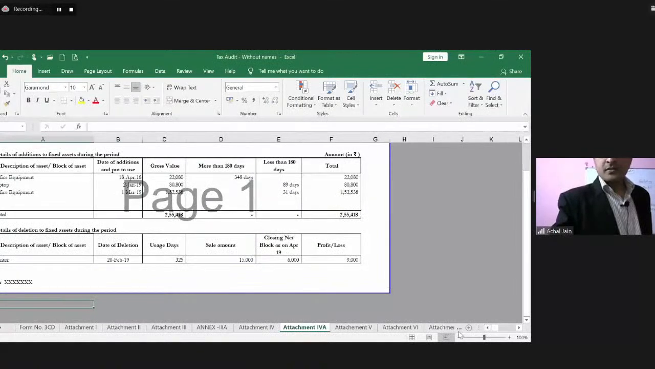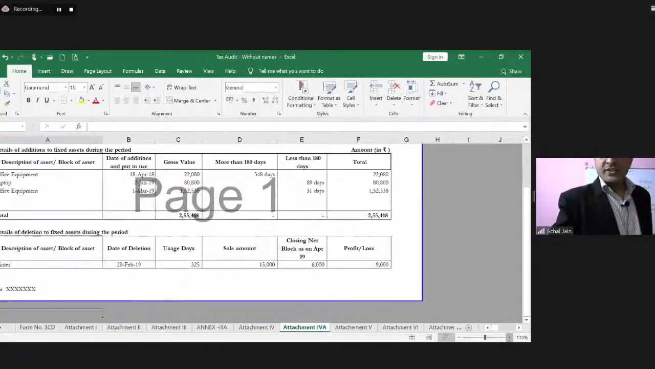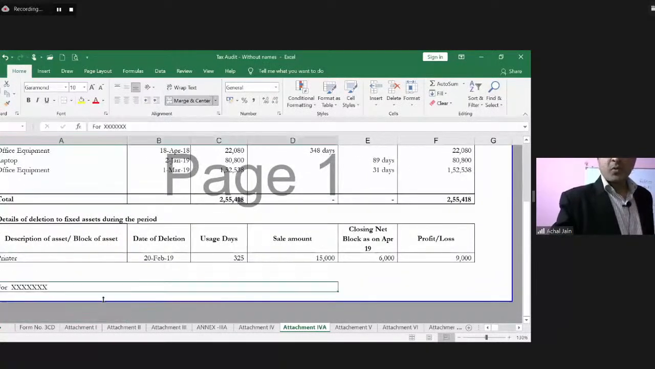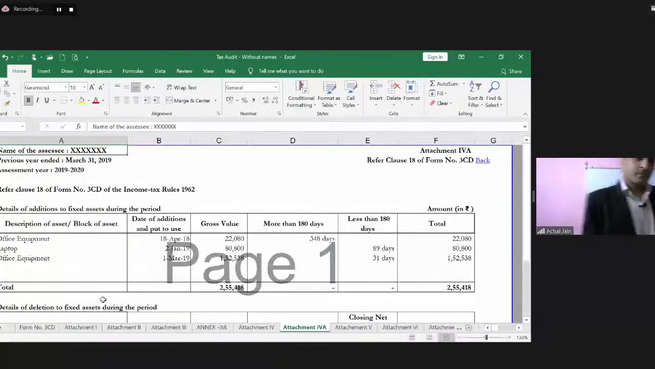Moving further, we can also see one attachment which captures certain more details around this particular clause only. And what is this information? This is the information which captures the details of additions. Now, in the first annexure, we saw the details of fixed assets, and the additions were given in totality. Now, all of those additions on a line-by-line basis are required to be captured over here.